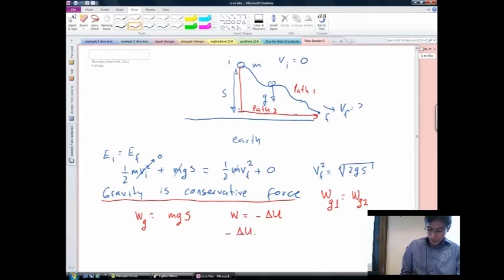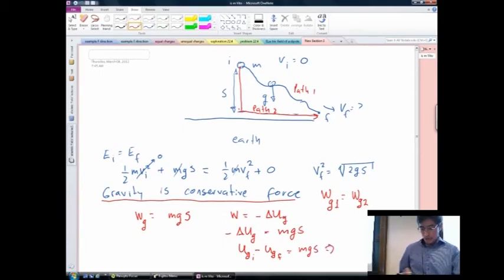So the negative of the change in the gravitational potential energy of the particle going from I to F is equal to mgs, right? So this is the negative of the difference in potential energy, which is gravitational potential energy initial minus gravitational potential energy final. The delta means final minus initial, but you have a minus in front, so that turns things around. Initial minus final is mgs.